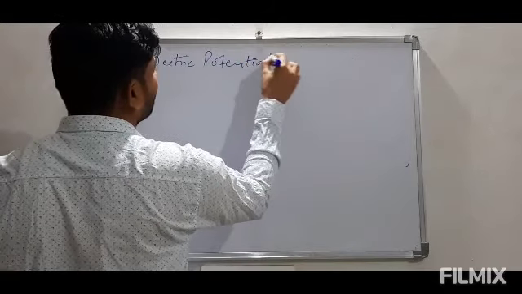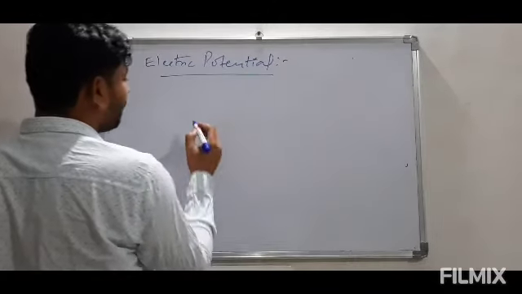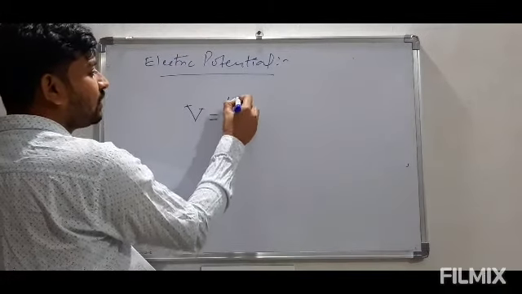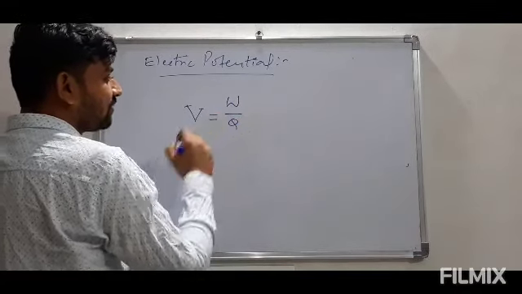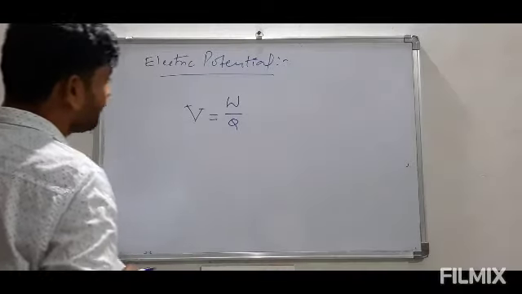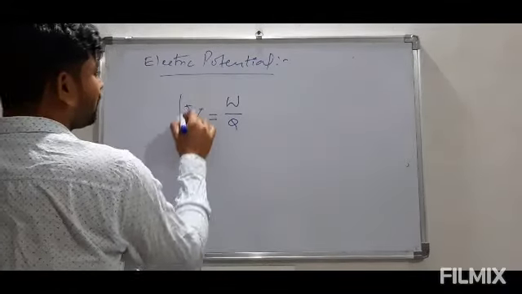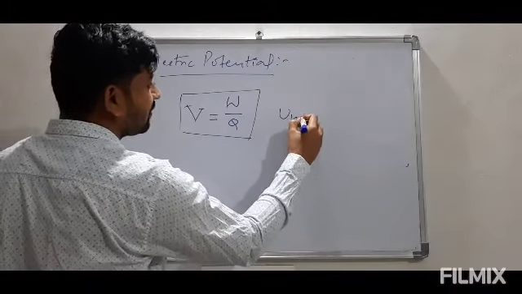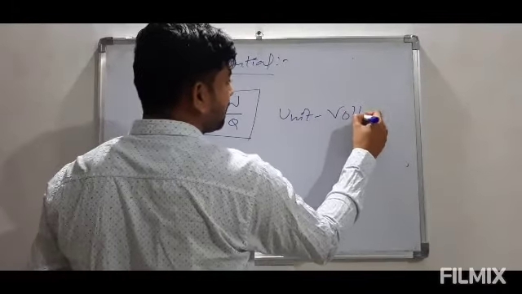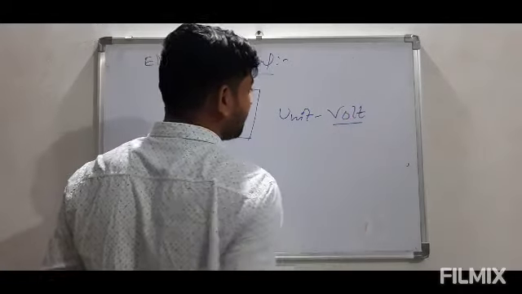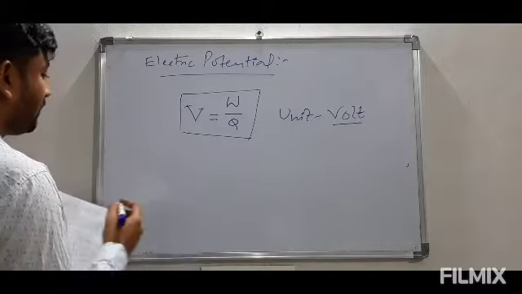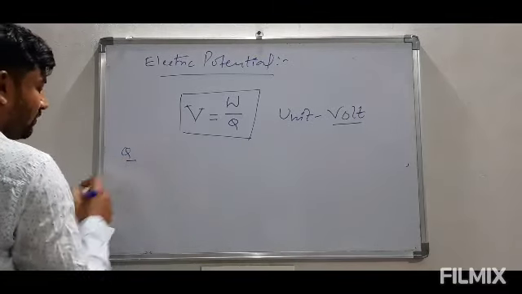Now in this topic what we have discussed, electric potential is denoted by V, and it was work done to move the given charge from one point to another point. So this was V is equal to W by Q. The unit of electric potential is volt. It is named after the scientist Volta. Now let us solve one numerical problem on this.